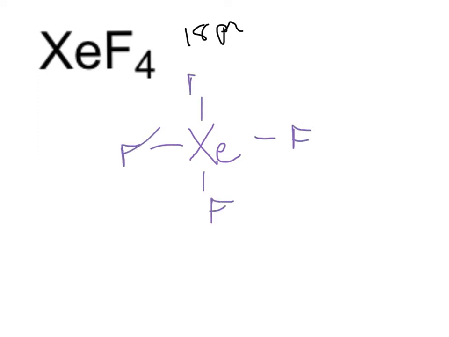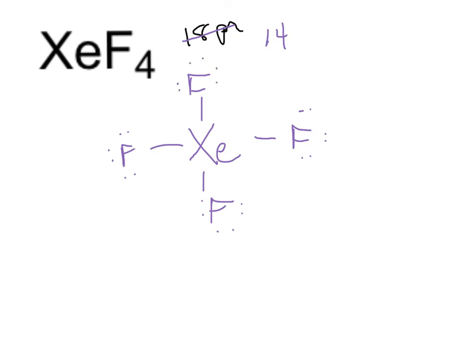Here's another example of an exception to the octet rule, xenon tetrafluoride, which is going to have 36 valence electrons or 18 pair. And so with xenon as our central atom, we connect the 4 fluorines to it, and that leaves us with 14 pair to go around the terminal. So 1, 2, 3, 4, 5, 6, 7, 8, 9, 10, 11, and 12.